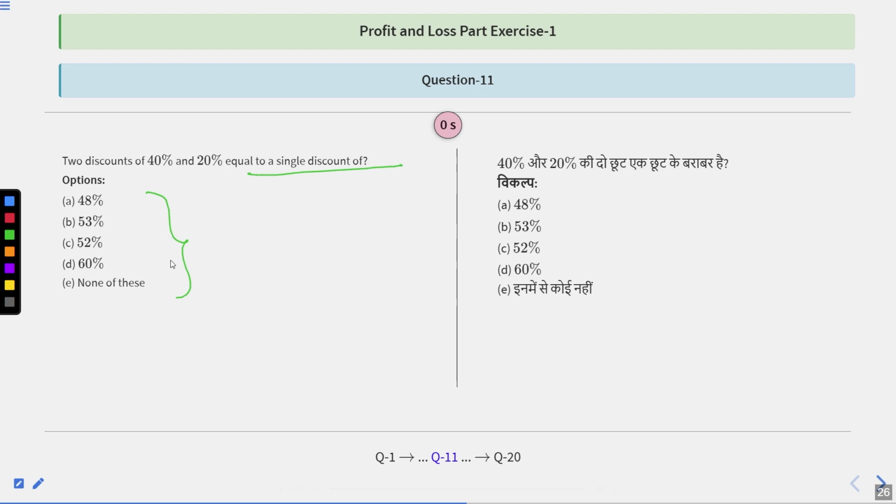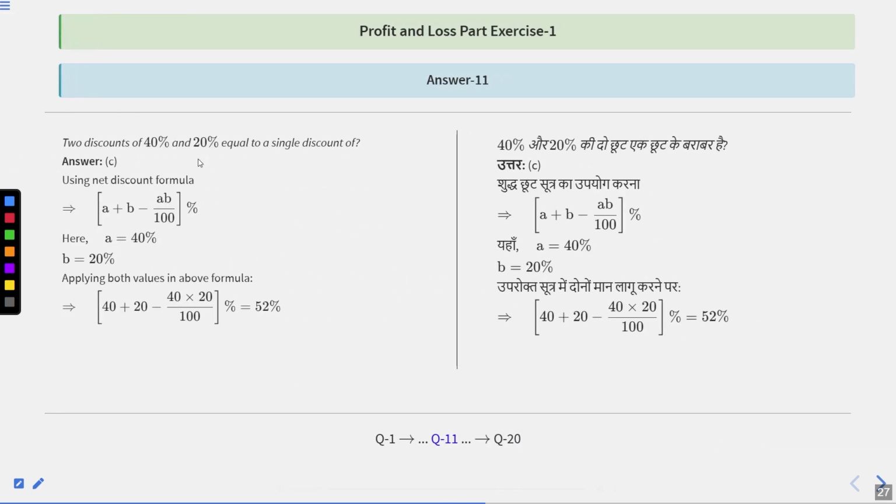Now time's up. Let's see the solution. Now we know the discount formula, A plus B minus AB upon 100, which is our net discount when two successive discounts are given. Clear? So A is 40%, B is 20%. We just put the values in this formula: 40 plus 20 minus 40 into 20 upon 100, which becomes 52%. So our net discount is 52%. C is the correct answer. Next one.